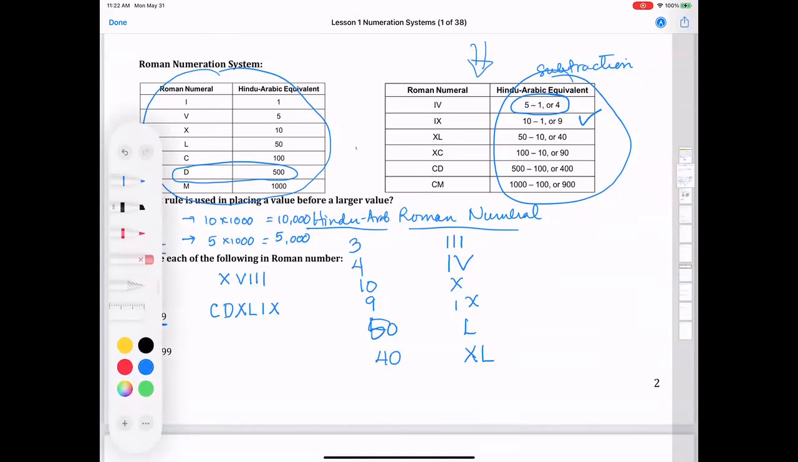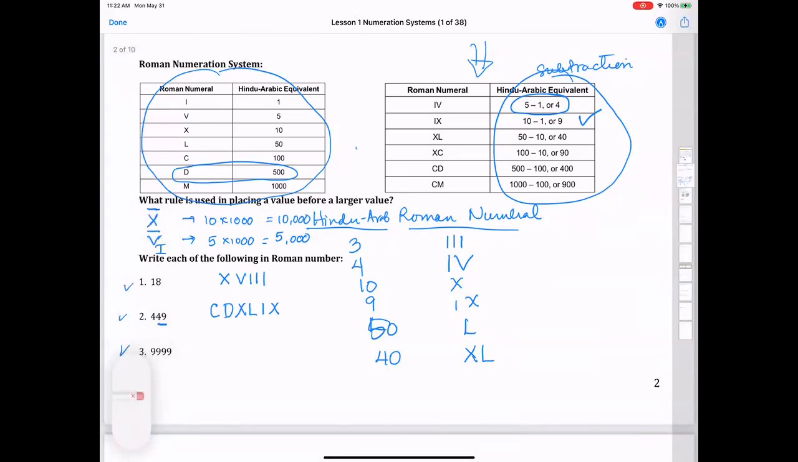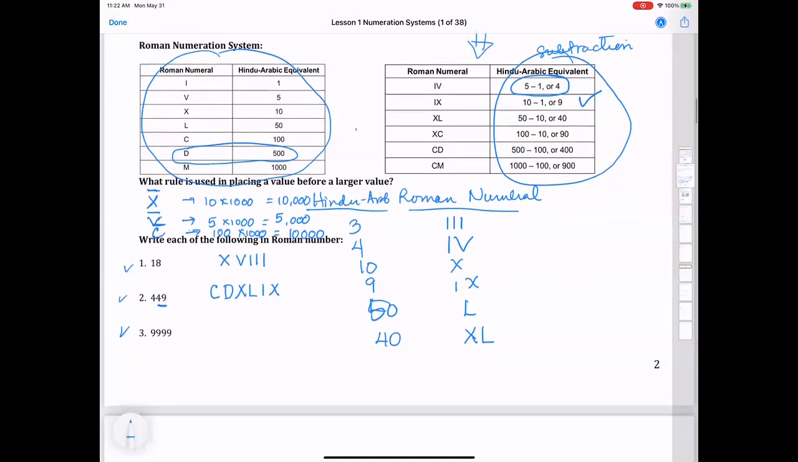So what does a C with a bar represent? What do you think? A C with a bar will be 100 times 1,000, which is 100,000. So the question is, how do you represent 9,999?